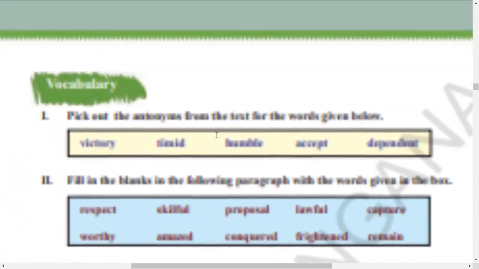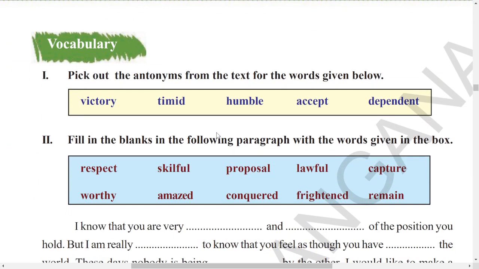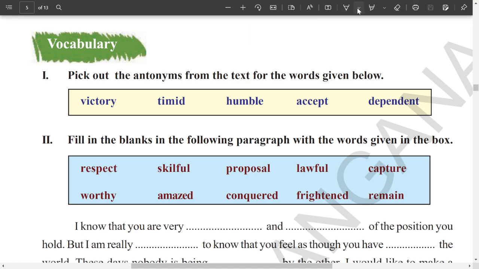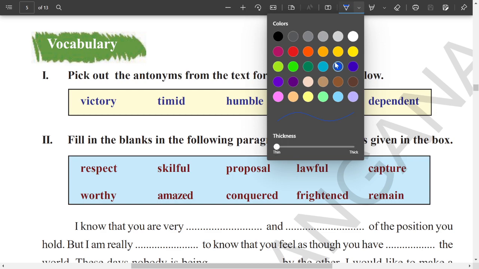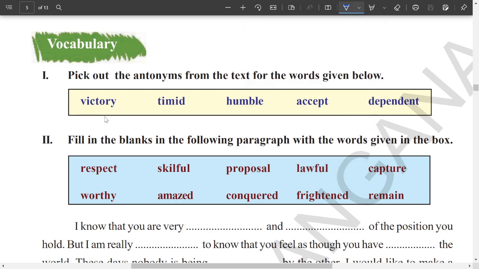Okay, next one, you have vocabulary, that is pick out the antonyms from the words which are given here. So we have to look at this. If possible, you have to use those words in sentences. Okay, now look at this. Victory. Victory is triumph, or victory is success. What is the opposite of that? Yes, victory is success, and as the antonym you can use loss. Timid is one who is afraid, and you can use brave.